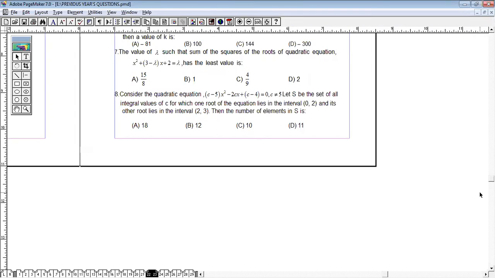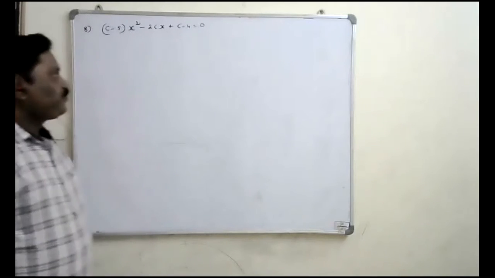Let capital S be the set of all integral values of small c for which one root of the equation lies in the interval (0, 2) and another root lies in the interval (2, 3). Then the number of elements in S is... That means the number of integral solutions for c, if one root lies between 0 and 2, and the other root lies between 2 and 3. Let's understand the problem. Already you are aware of this concept.